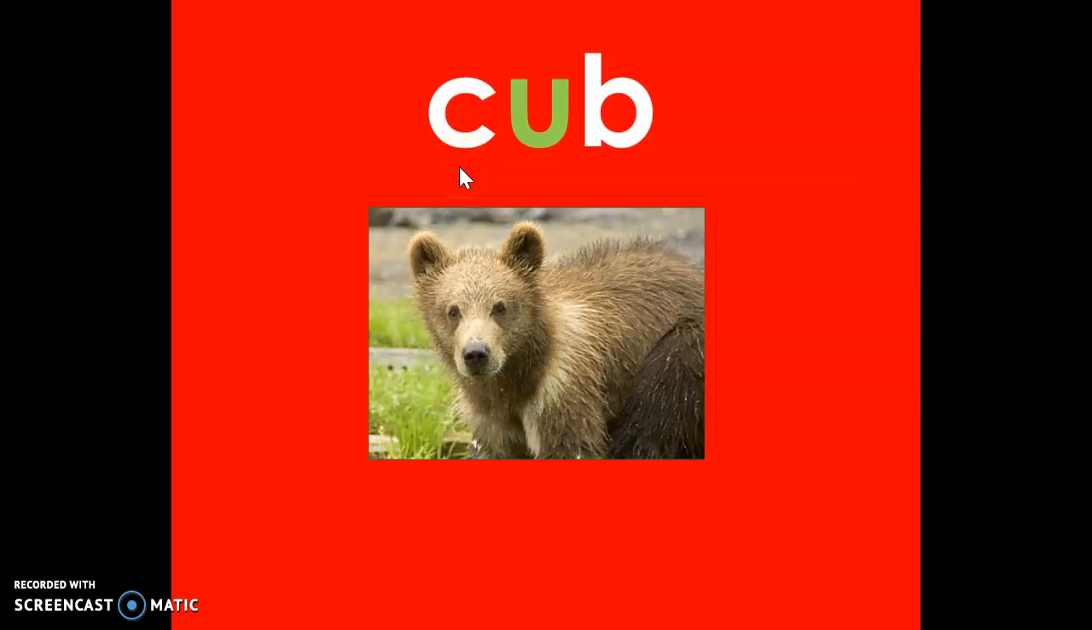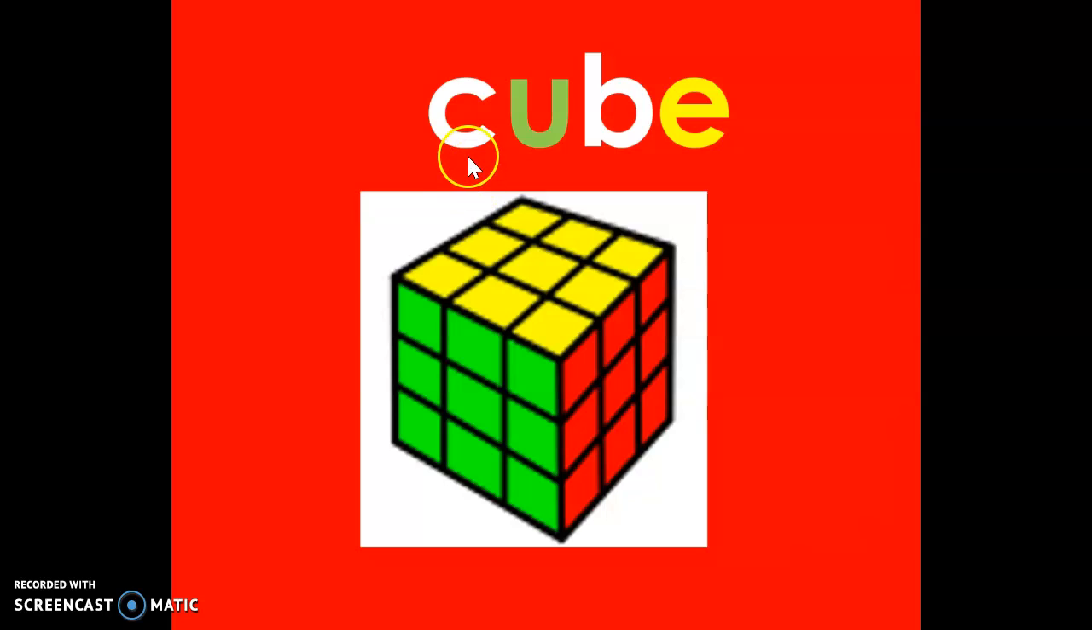Here's another picture. Say the sounds with me. K-a-b, cub. Here comes that silent E. K-u-b, cube. Have you ever played one of those before? I have. They're pretty cool, but very hard to solve sometimes.